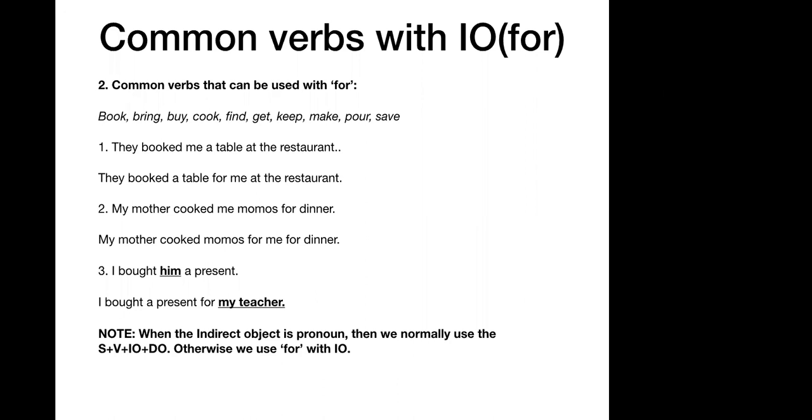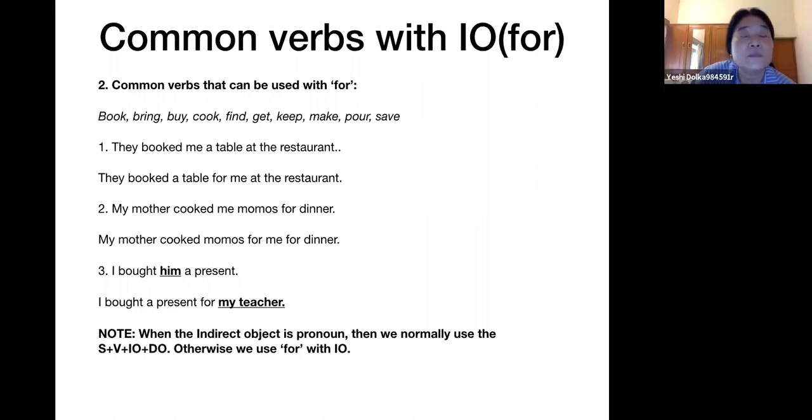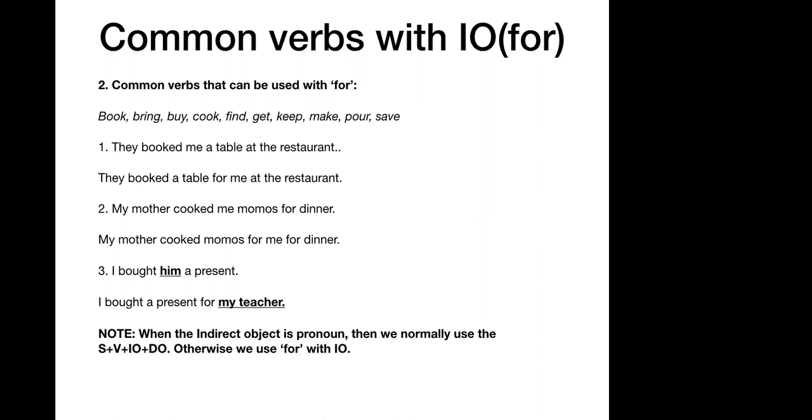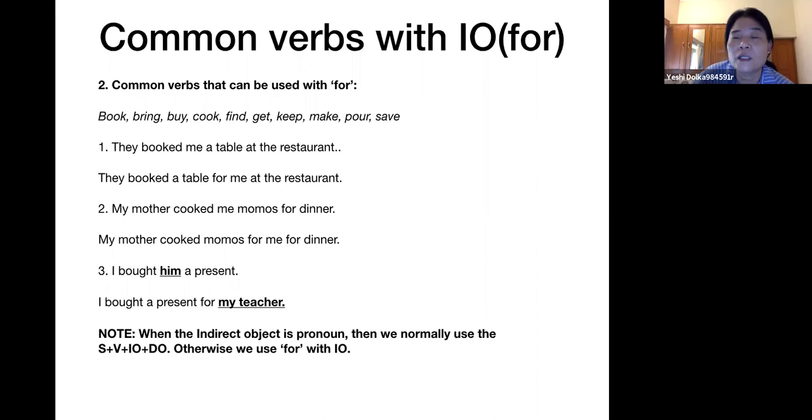Okay. So these are the common verbs that can be used with for. Book, bring, buy, cook, find, get. Into verbs, into for. Right? They booked me a table at the restaurant. They booked me a table at the restaurant.